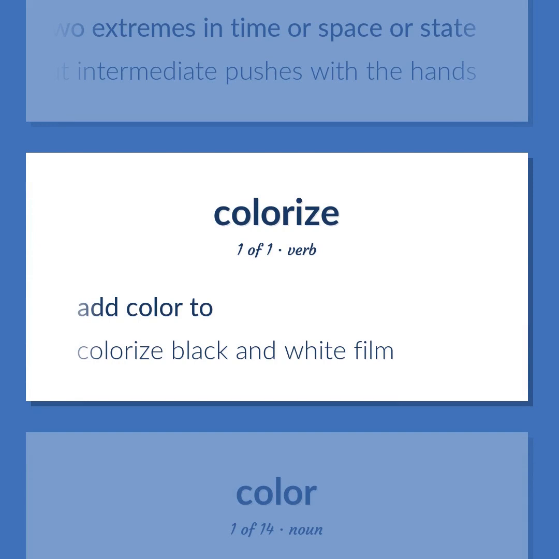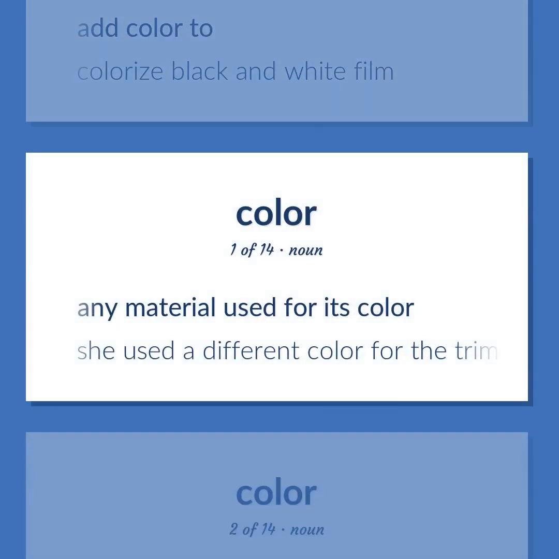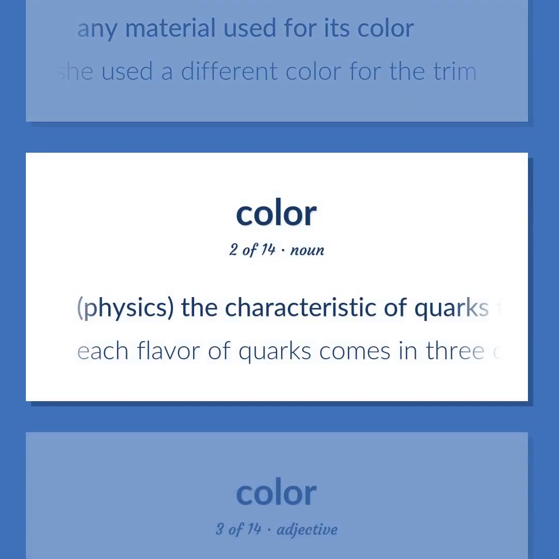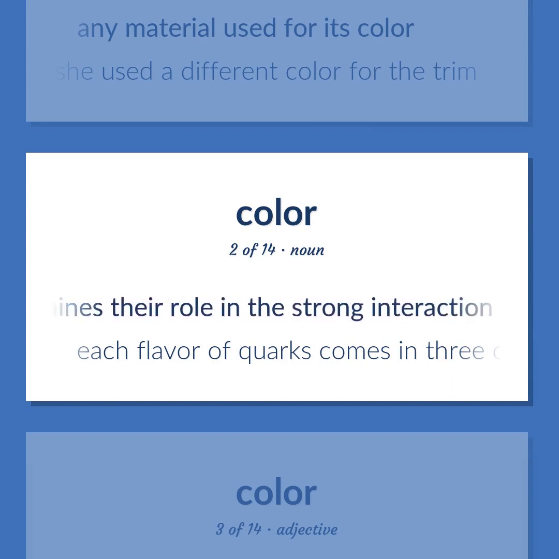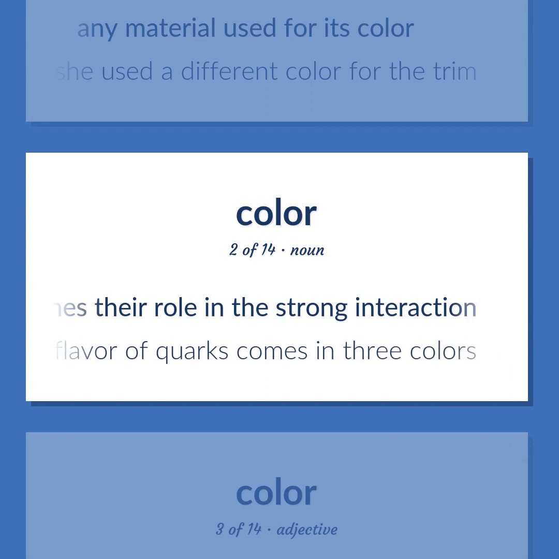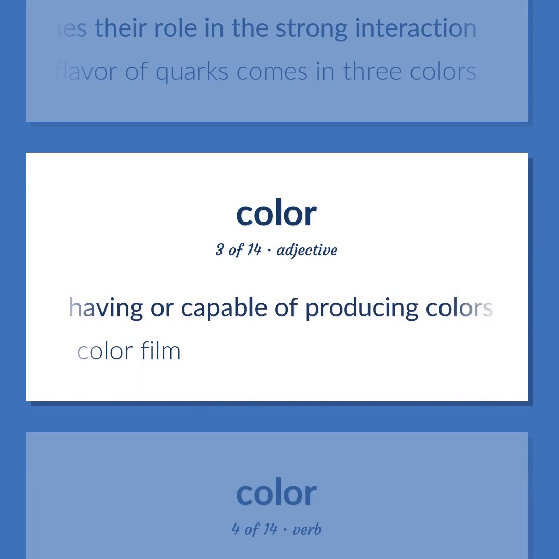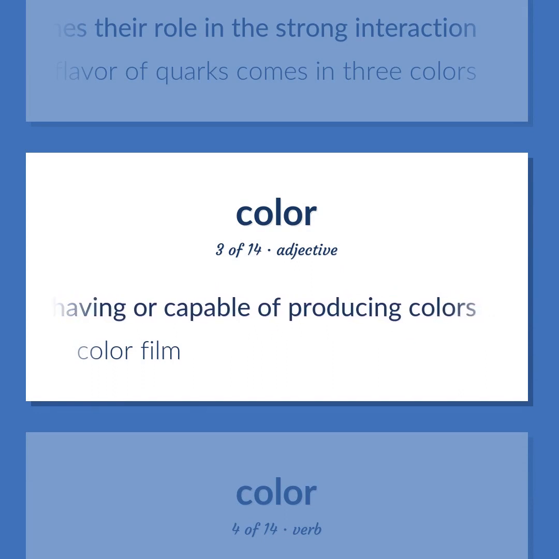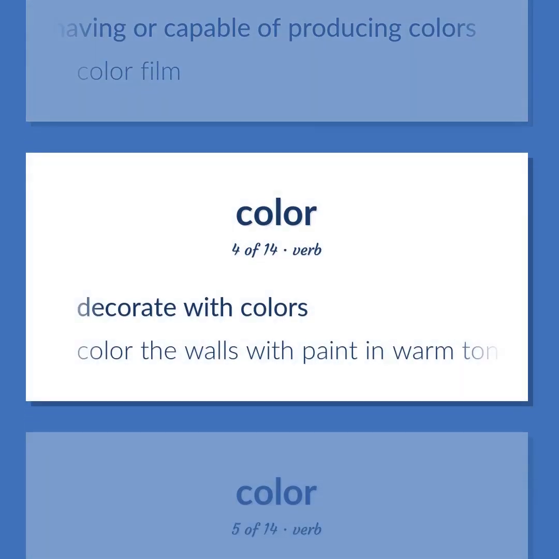Add color to. Colorize black and white film. Any material used for its color. She used a different color for the trim. Physics, the characteristic of quarks that determines their role in the strong interaction. Each flavor of quarks comes in three colors. Having or capable of producing colors. Color film. Decorate with colors. Color the walls with paint and warm tones.